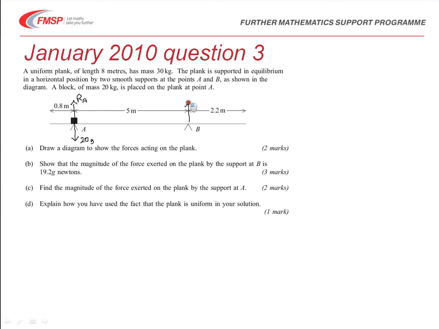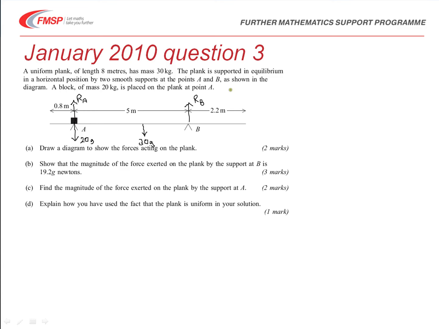there is a reaction at B, and then finally we need to show the weight of the plank itself, and so the weight of the plank will be acting through the centre of the plank, and so that force will be 30g. So altogether we should be showing 4 forces acting on the plank.